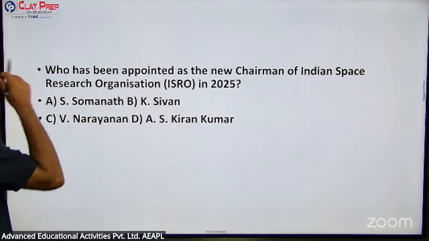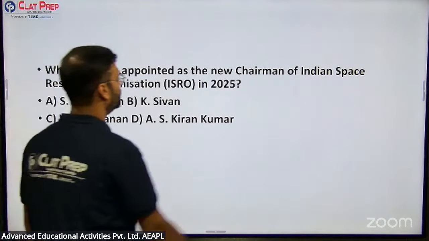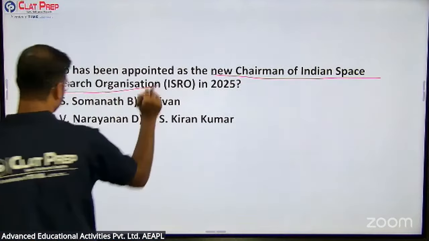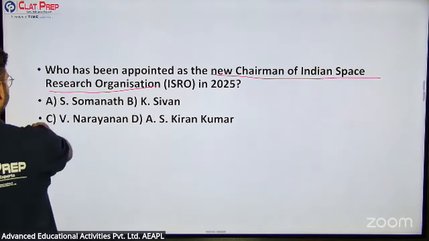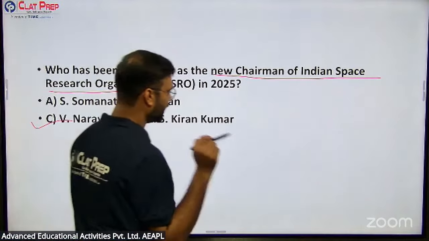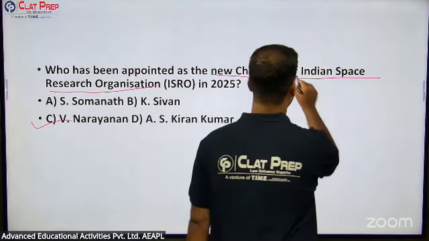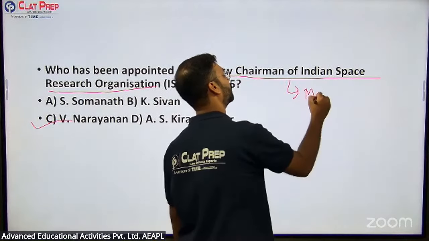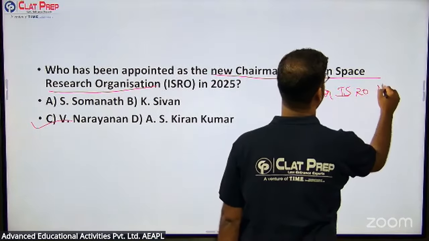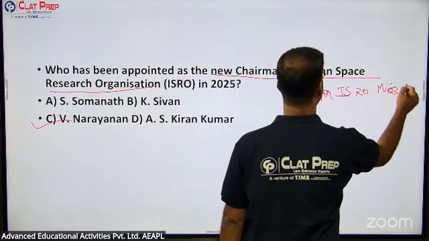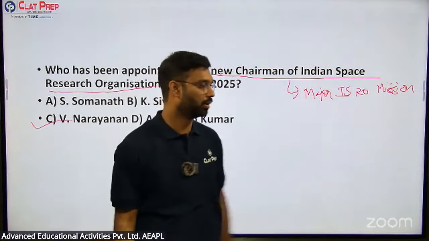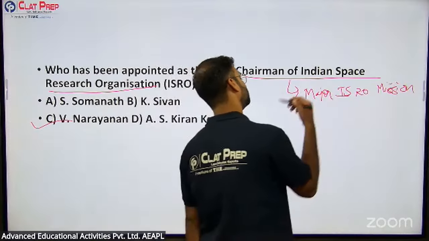Now, next question. Who has been appointed as the new chairman of the Indian Space Research Organization? Now, the answer, of course, is V. Narayanan. V. Narayanan is the correct answer. Now, the idea that I want to convey is that you should read about major ISRO missions. The missions that are already launched, for example, Chandrayaan 3, you should know about, and also the major missions that are planned.